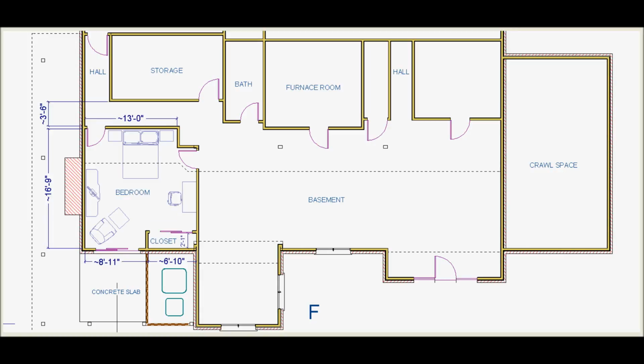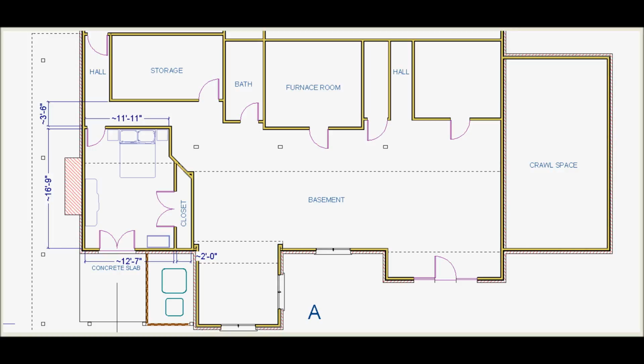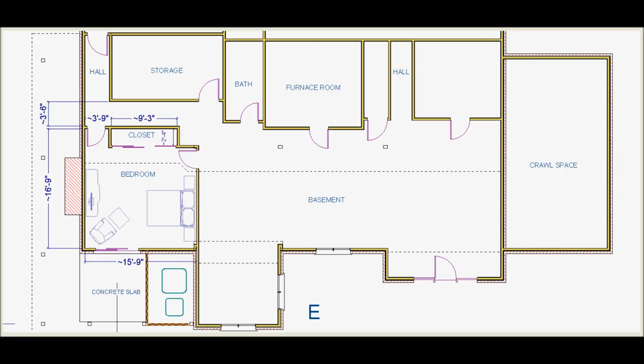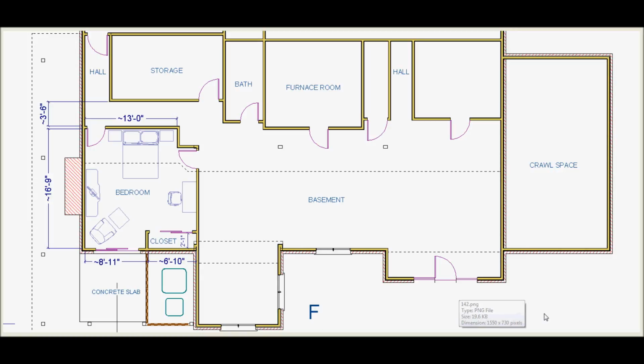Because really, A certainly didn't make sense. B was good, but we may as well have this extra 8 inches of space down through here. C was okay, but again, we may as well have that extra 8 inches of space. So there you go. D, E, F, and variations on those themes. I'll put all of these photos in a zip file, get them over to you, maybe even get them into a printable PDF as well.